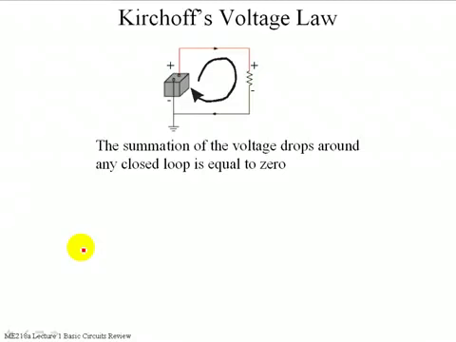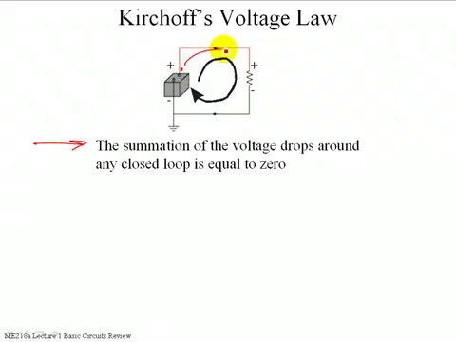Kirchoff's voltage law. This is probably the sort of basic thing that we will use over and over and over again. Kirchoff's voltage law states that the summation of voltage drops around any closed loop is equal to 0. And if you think about that, that should make intuitive sense.